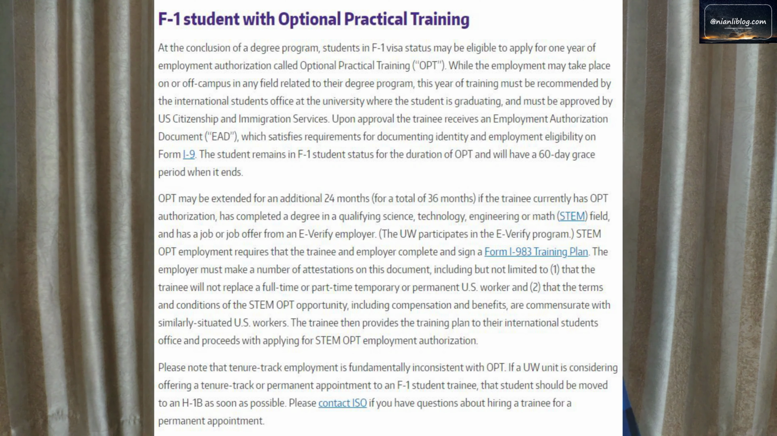And my second suggestion is basically for those F1 students. In your final year, always remember to apply for OPT. That is really important. For STEM major students, apply for 3 years, but for the rest, try to apply for 2 years. At minimum, you can still apply for 1 year, but try to apply for it as long as possible.